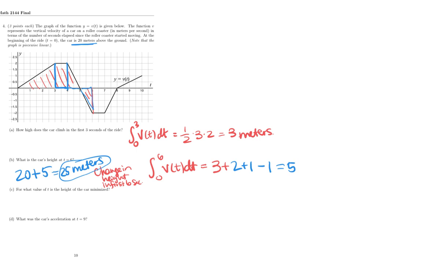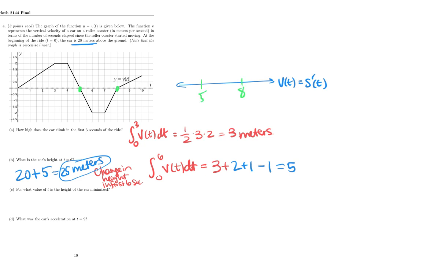For what value of t is the height of the car minimized? Okay, so I know that the vertical velocity is the derivative of the height. So I can use the first derivative test. So if I have my v of t, which is the derivative of the position, s prime of t, the velocity is 0 at certain points here and here at 5 and 8.